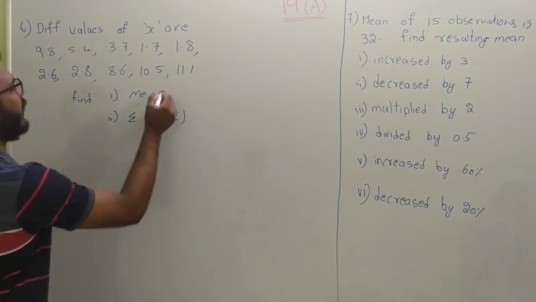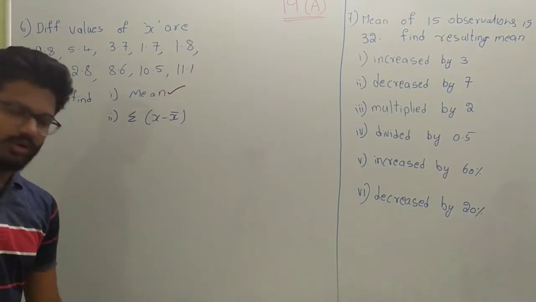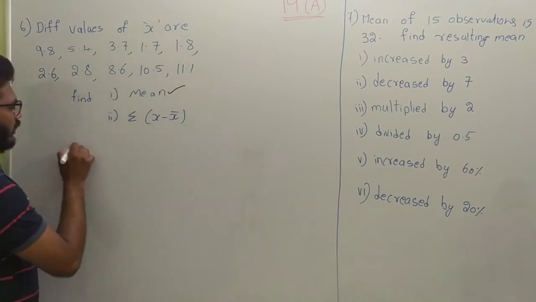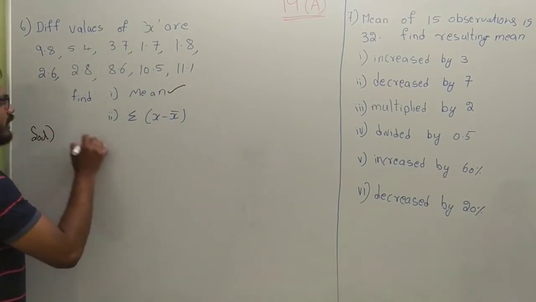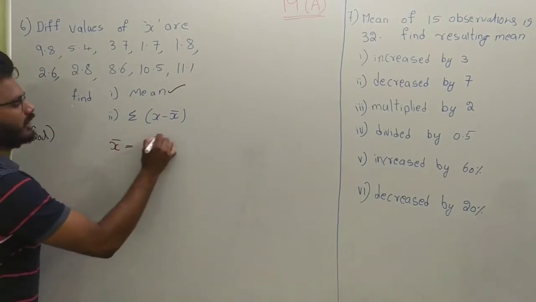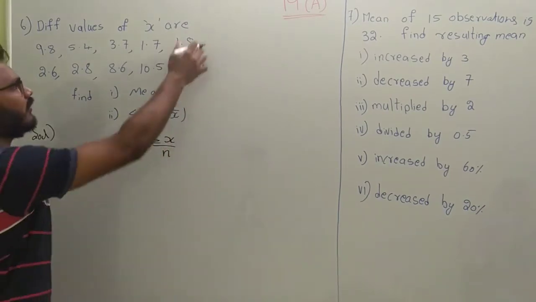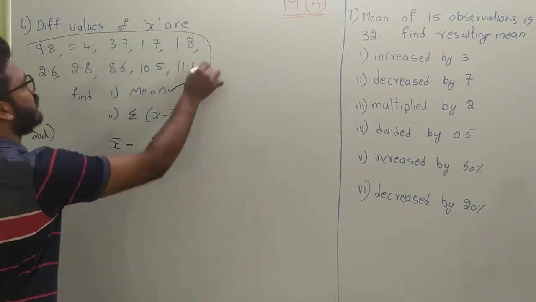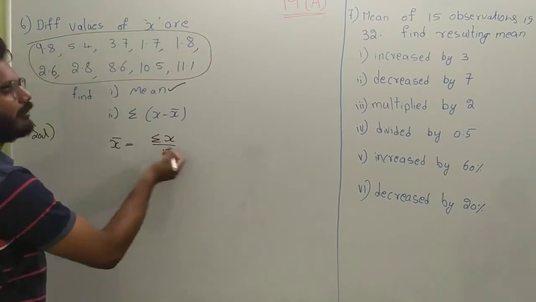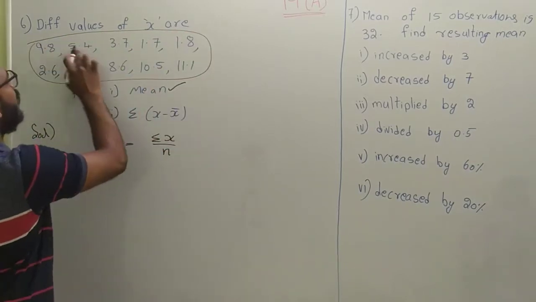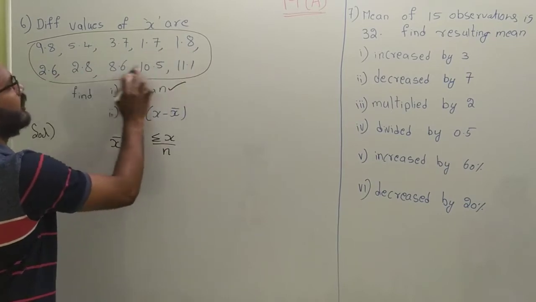First one, you have to find the mean. So, how to find the mean? Solution. Mean x bar is equal to, what is the formula? Summation of x by n. Nothing but the sum of all these observations by the number of observations. How many observations are there? 1, 2, 3, 4, 5, 6, ... 10.